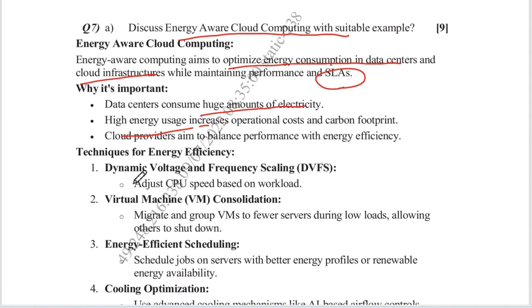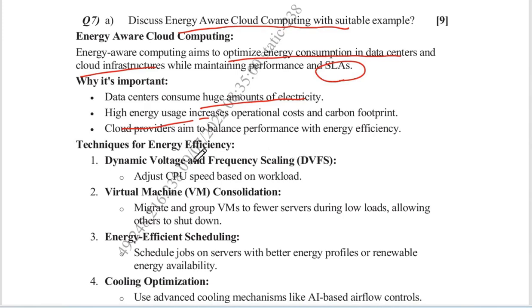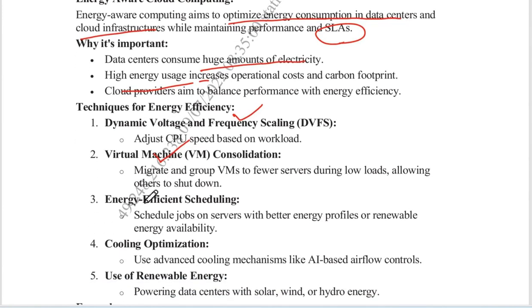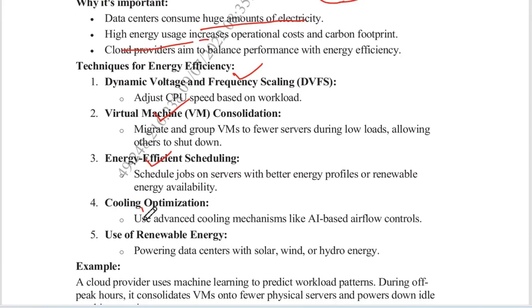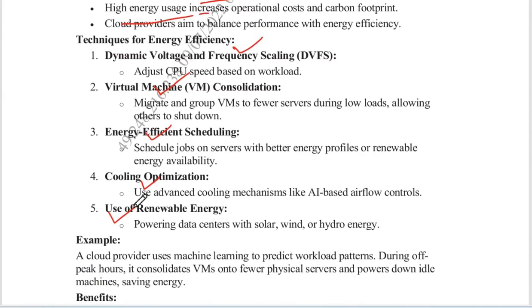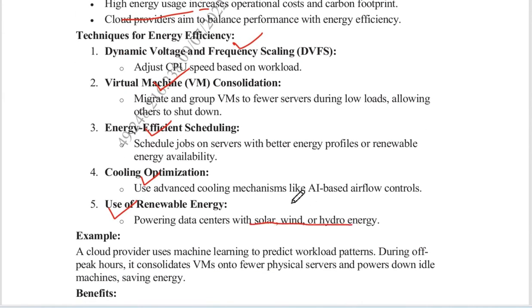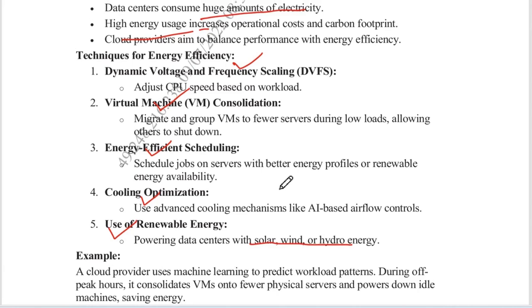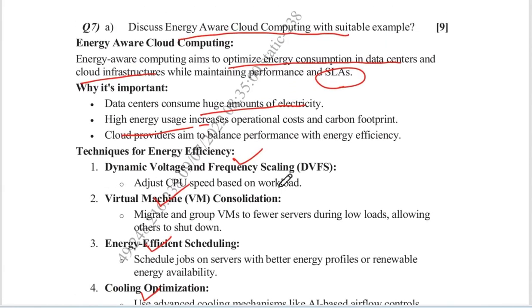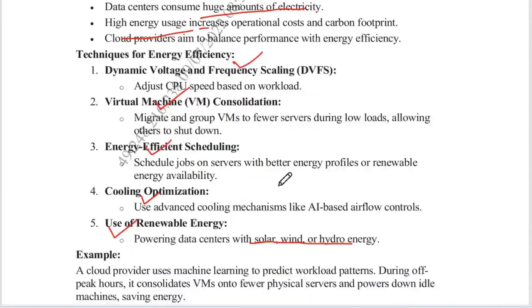So the techniques are dynamic voltage and frequency scaling. Then next is virtual machine consolidation, energy efficient scheduling, cooling optimization, and use of renewable energy like solar, wind, and hydro. All these are the environmental factors that we can use for energy aware cloud computing.